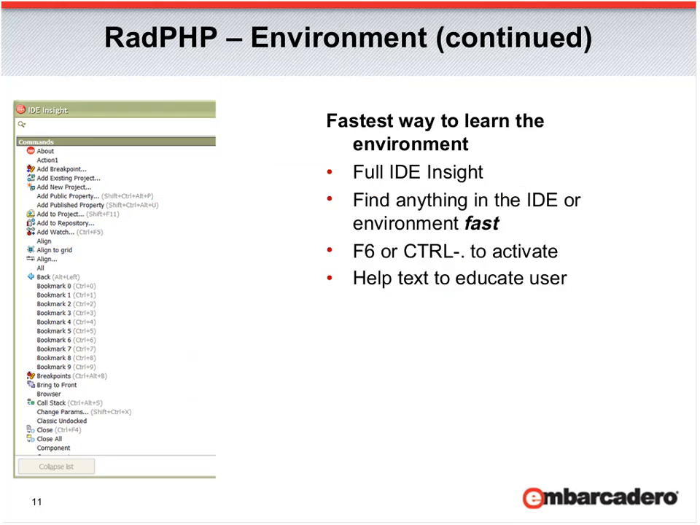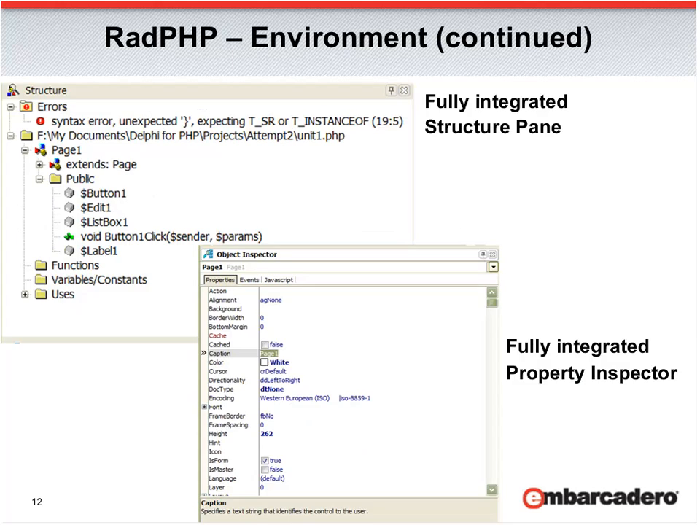There's an F6 key, so if you're new to this RAD PHP IDE, pressing F6 brings up IDE Insight. Any feature you're looking for, like templated forms or Facebook application, type it into IDE Insight, and it'll take you to the help for that individual component. We saw the fully structured pane. As we're writing code, we have Error Insight to help us correct errors, and code completion. We saw the fully integrated project and property inspector, where we can set both the properties and the events of all of our components.